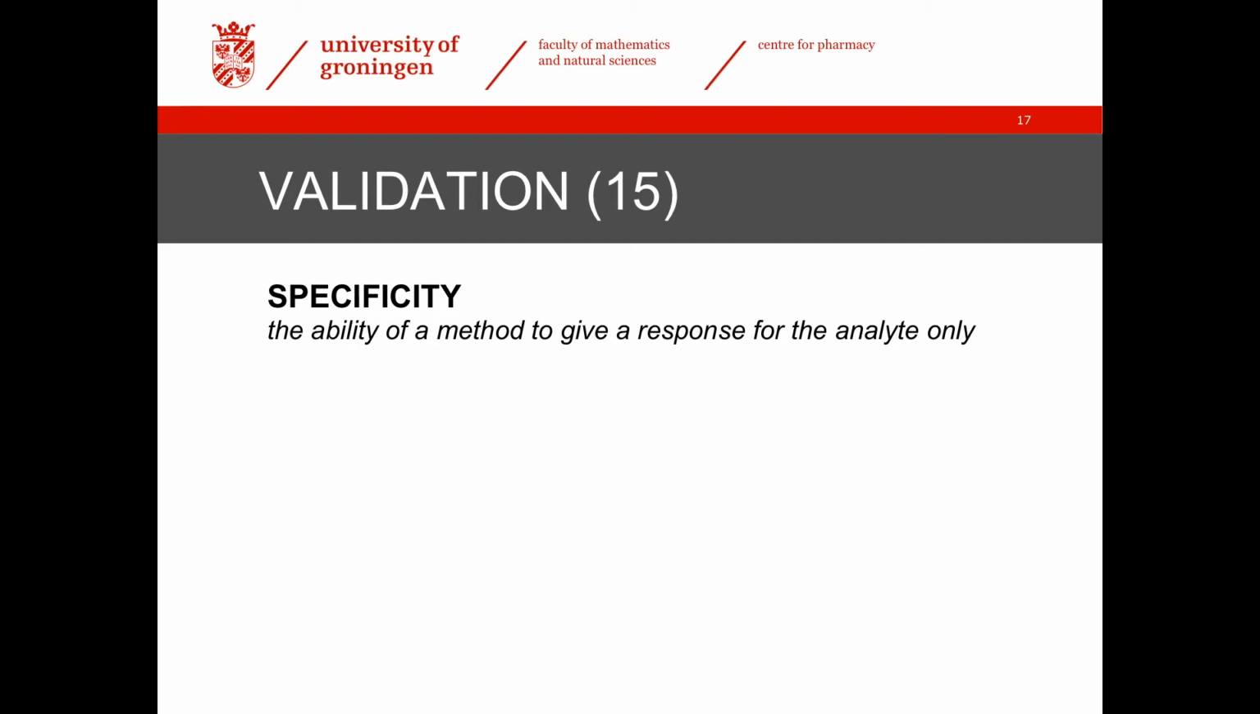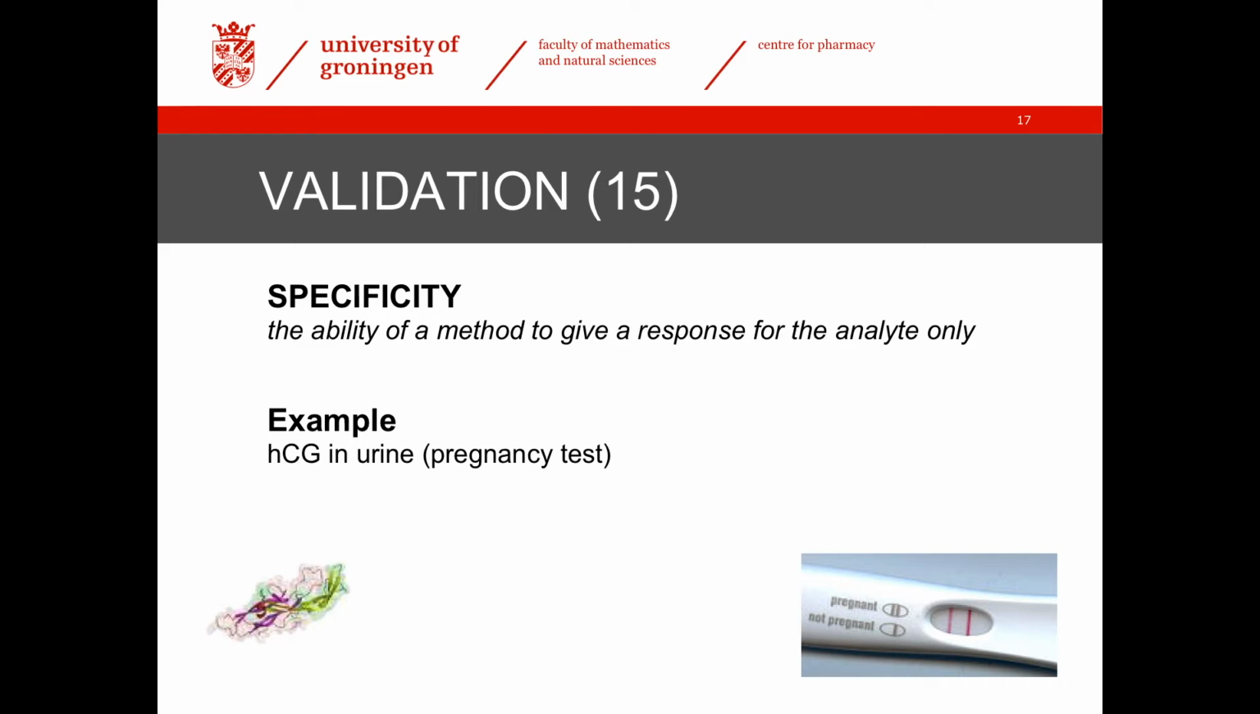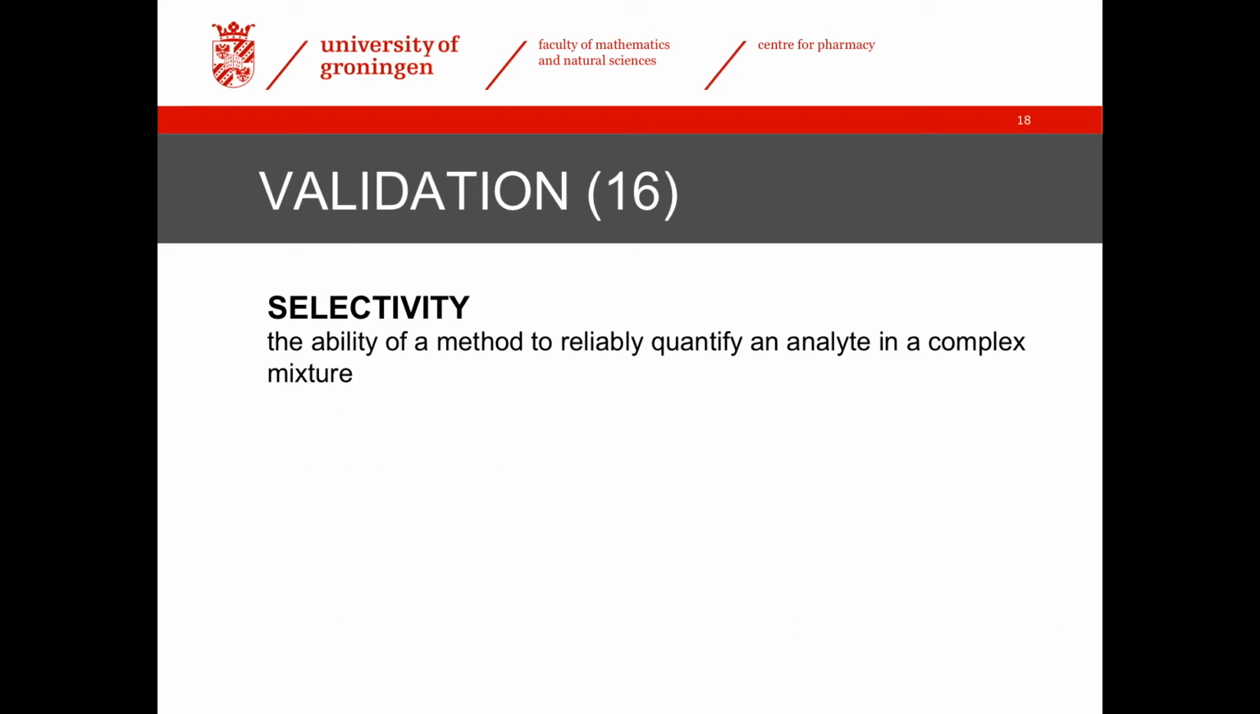Some more definitions. Specificity is the ability of a method to generate response only for the analyte and no response for any other component in the sample. Very few methods are really specific. One example is the pregnancy test, which only responds to the pregnancy hormone HCG in urine and not to any other urine compound.